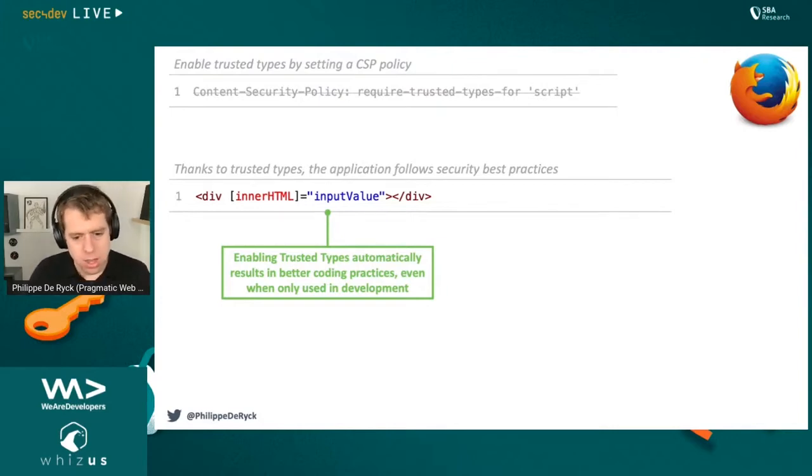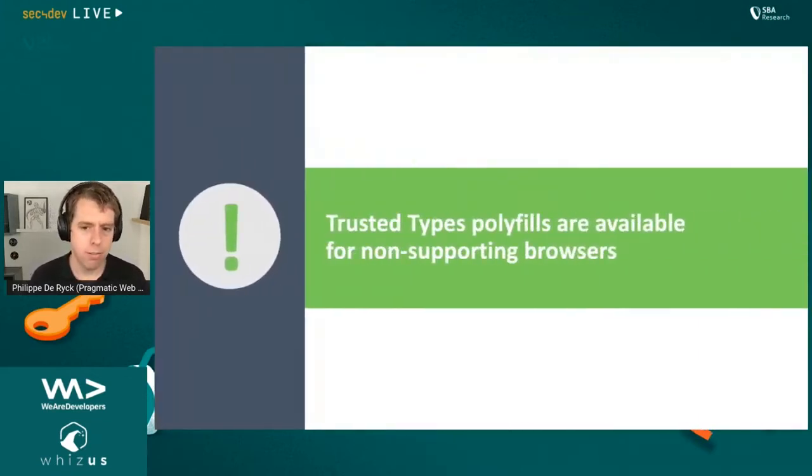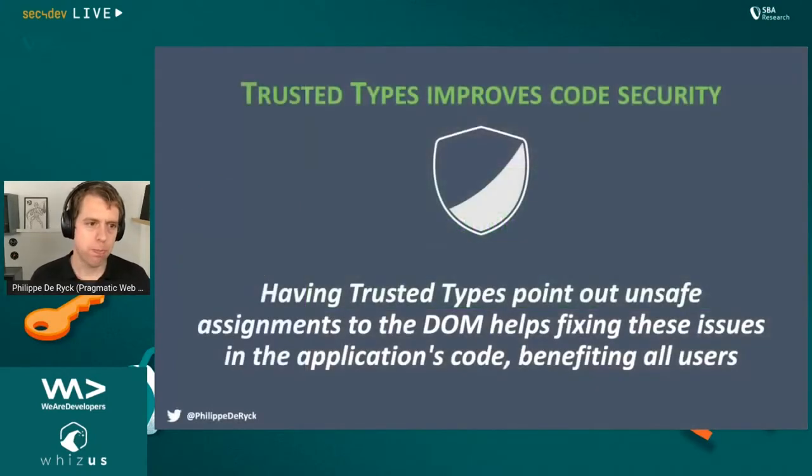That said, nothing prevents you from also deploying Trusted Types in production. You can deploy it and Chrome browsers will pick up on it. And for non-supporting browsers like Firefox, IE, and Safari, there are polyfills available that offer the same APIs. So just by loading these polyfills, you can basically pull in Trusted Types support into those browsers as well. But Trusted Types already has major advantages if you only use it in development mode, but you can also use it in production.